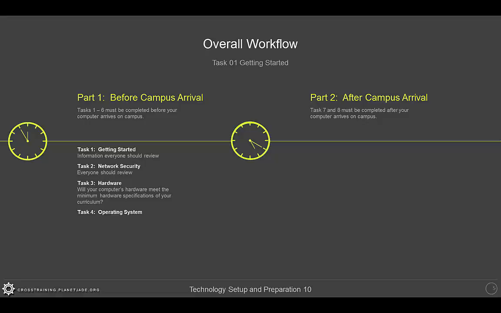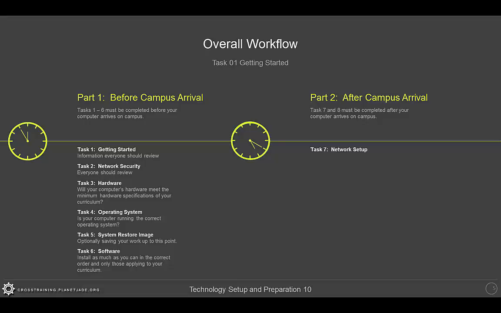Task 4 is operating systems. You'll need to make sure that your computer is running the correct operating system. If it is not, this part can take some time because you'll have to take it to a technician to get it reformatted. Task 5, system restore image. This allows you the ability to save everything that you've done up to this point. And Task 6, software, which can take just as long as Tasks 3 and 4, as there is a ton of software that you'll need to install on your computer.